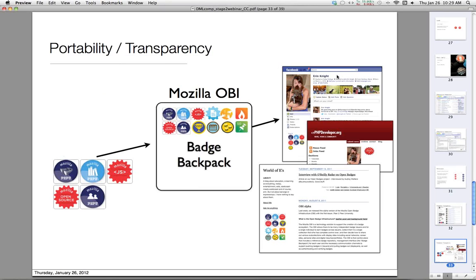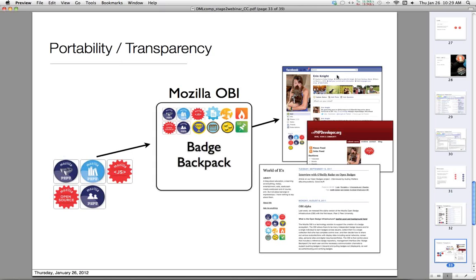And then portability transparency ties into how the Open Badge infrastructure works. So while the badges get awarded, they always default to private. Once they move into the backpack, the Mozilla Open Badge infrastructure backpack, then the learner or recipient has the opportunity to make them public. So always defaulting to private, but then they can push it from the Open Badge infrastructure out into the general public.